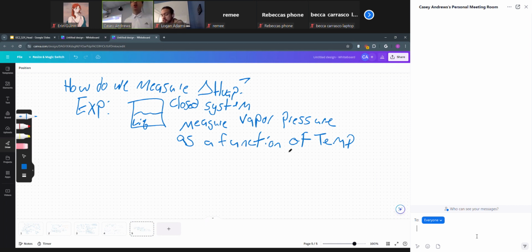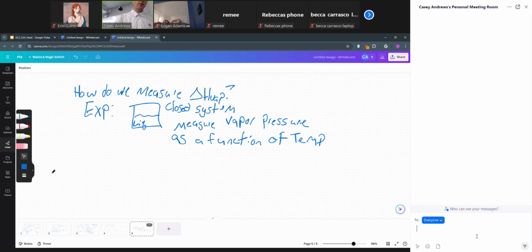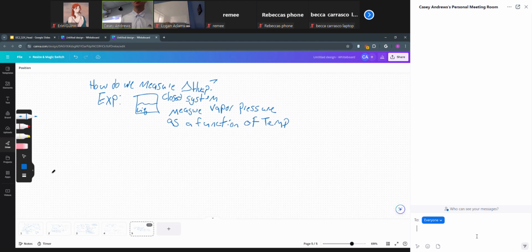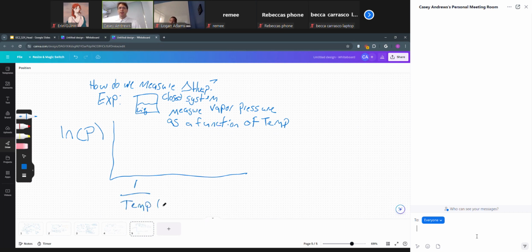And this was all figured out before computers were a thing. And so before computers, you would always have to make linear plots because it's very hard to figure stuff out from curves if you're hand drawing it. But you can draw a line pretty easily. And so what you would do is make a plot of the natural log of pressure versus 1 over temperature in Kelvin. And you would get a straight line.